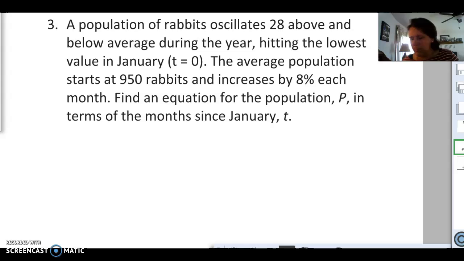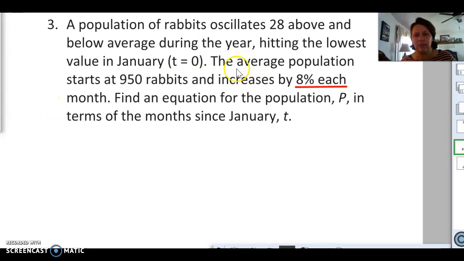On example number 3, we have a population of rabbits that oscillates 28 above and below average during the year, hitting the lowest value in January. The average population starts at 950 rabbits and increases by 8% each month. So this is my big clue right here, that this is going to be an exponential growth, 8% each month. Find an equation for the population P in terms of months since January of t, January being t equals 0.